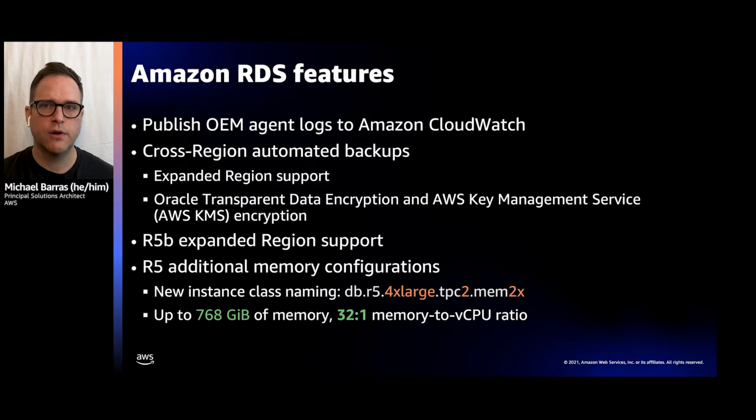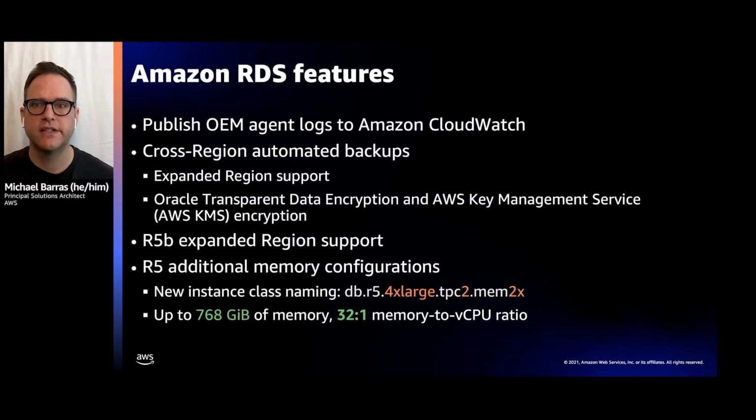Last year, we launched cross-region automated backups. This feature automatically copies and retains your database snapshots as well as transaction logs in a second region of your choosing. This provides a cost-effective disaster recovery strategy, allowing you to perform point-in-time restore in a second region with very little data loss. This year, we've expanded the list of supported regions and added support for at-rest encryption, both Oracle Transparent Database encryption, as well as Amazon Key Management Service storage encryption.